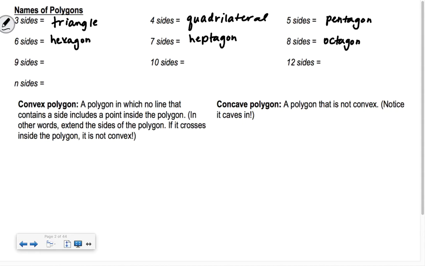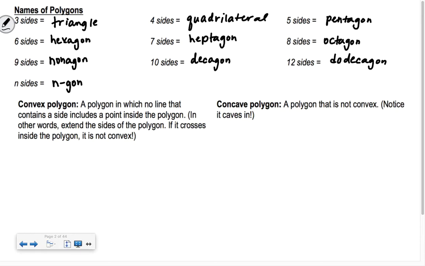9 is my favorite. Nonagon. Isn't that fun? Nonagon. 10. Decagon. Good. And 12. It's 10 plus 2, so we call it dodecagon. Dodecagon. 2 plus 10, right? And then in general we just call it an n-gon. Okay, so we'll revisit this. We'll be talking about these in another section as well.